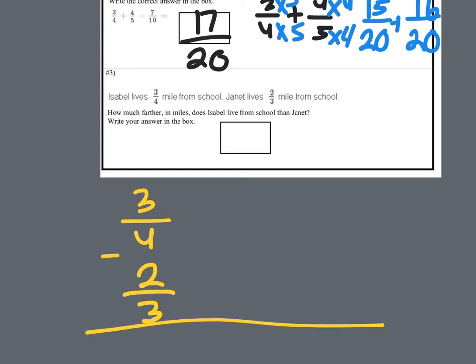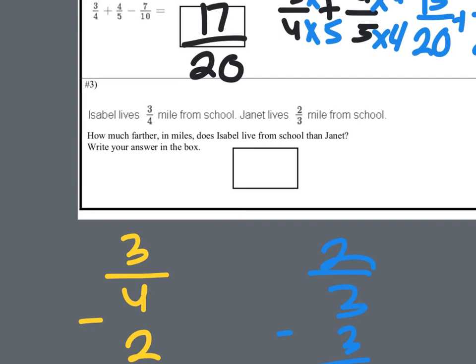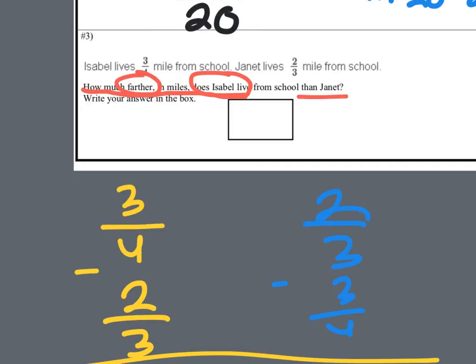Now some of you might go, well, why isn't it the other way around? Why isn't it 2/3 minus 3/4? Because if you think about it, the question says, how much farther in miles does Isabel live? So obviously it says how much farther does Isabel live, right? So you know Isabel lives farther than Janet. So we're doing Isabel's number, which is 3/4, minus Janet's number, because it says, how much farther does Isabel live?